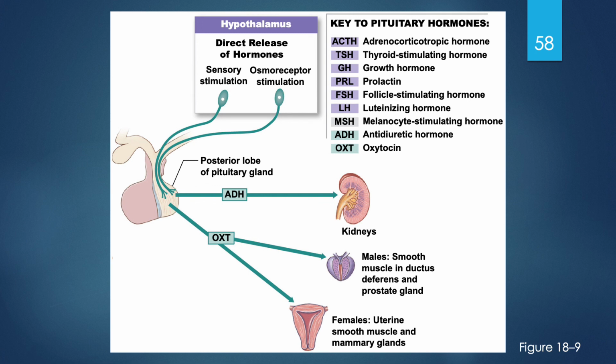So ADH, antidiuretic, does exactly what you think it does in the kidneys, and oxytocin is responsible for, as we've discussed in females, uterine contractions and mammary gland contractions, but in males, oxytocin is responsible for smooth muscle in the ductus deferens and also in the prostate gland.